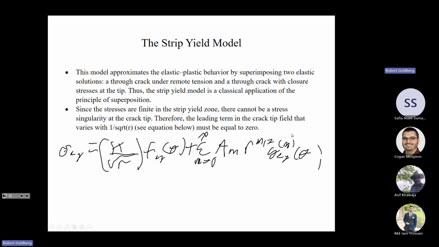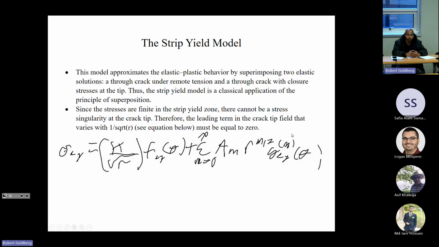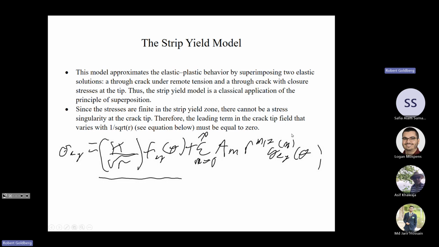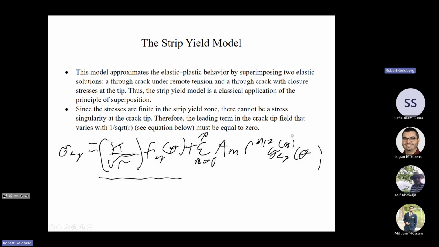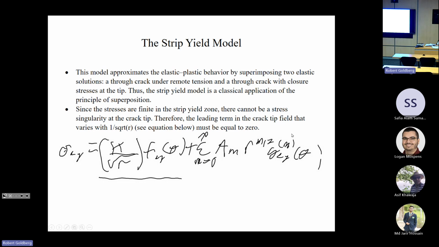But for this model, we're saying that the stresses are finite in the strip's yield zone. There can't be a stress singularity at the crack tip. If we can't have a stress singularity, well, we have the square root of r in the denominator here. So this term here has to be equal to 0 in order for this equation to still be valid under the conditions we put on it.